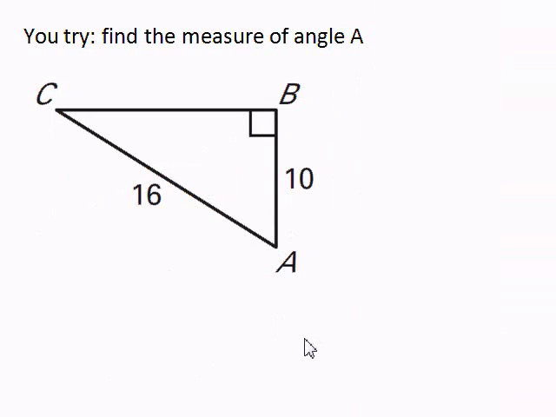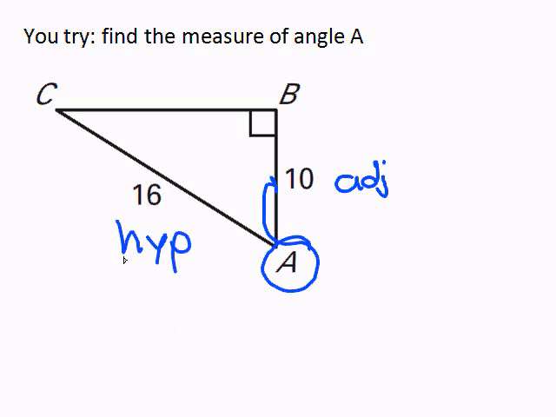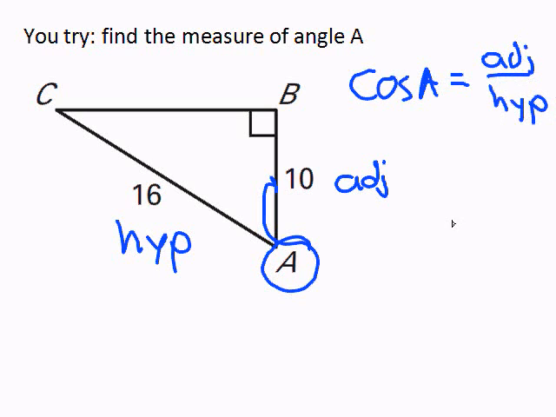Go ahead and try to find the measure of angle A on your own, pressing pause, press play when you're ready to see the answer. Alright, looking at angle A, I noticed that I was given the adjacent and the hypotenuse. Which trig ratio gives you adjacent and hypotenuse? The answer is cosine. So the cosine of angle A is equal to the adjacent over the hypotenuse. Or, since we're trying to find the angle, we can skip straight to A is equal to the cos^-1, or cosine inverse, of our adjacent side, which is 10, over our hypotenuse, which is 16.